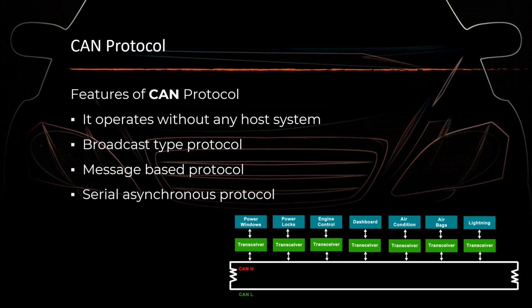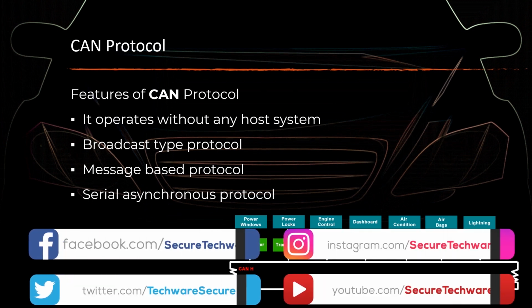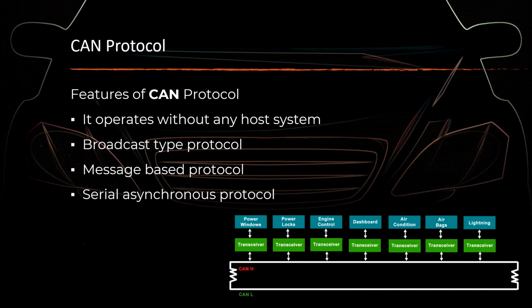So we will discuss message based protocol later in our video. For now, you can just understand that in a message based protocol, each message will have a different and unique identifier. So these messages can be identified on the CAN network. And we have already seen that CAN is a serial protocol, and precisely speaking, CAN is a serial asynchronous protocol. So all the features of serial asynchronous protocol will also apply on CAN protocol as well. So we will see these things in further detail in our coming videos.